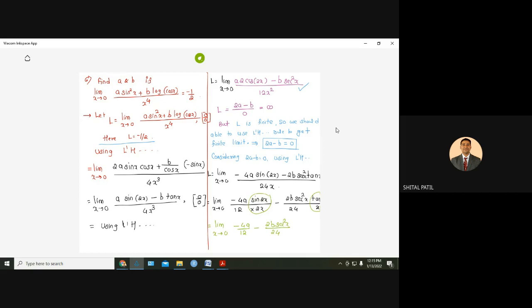Whenever we want to use the standard formulas by separating in this way, that should be done in the last step only. In between, you should not do it this way. You will get the wrong answer. Simplify this. I'll go to the next page.